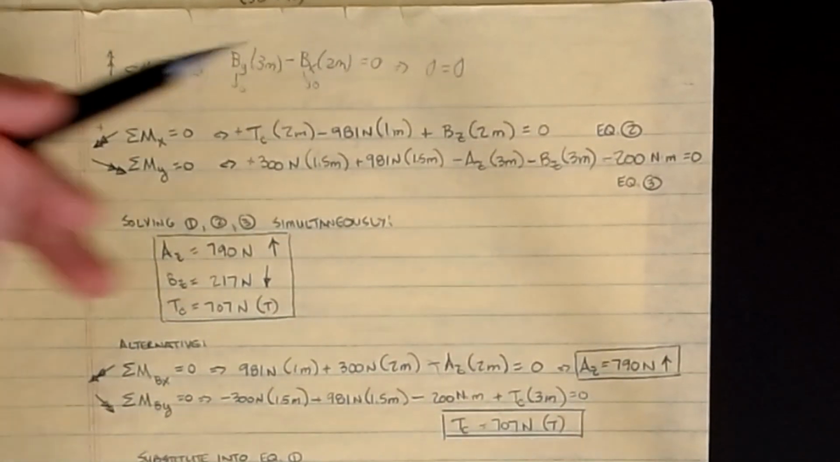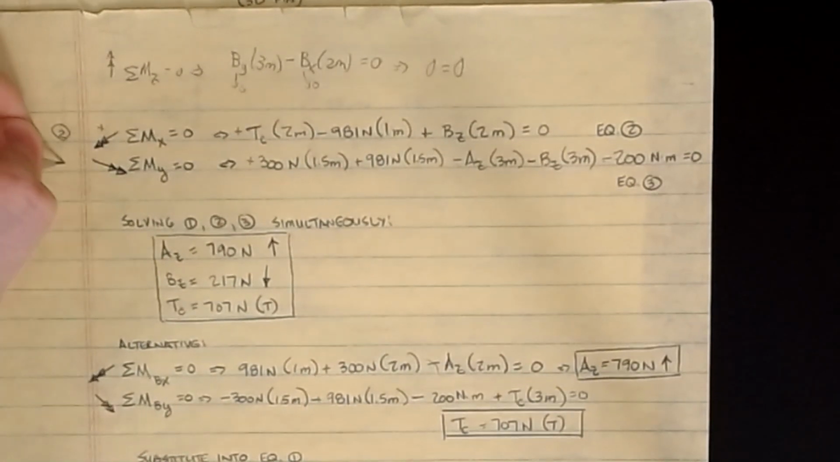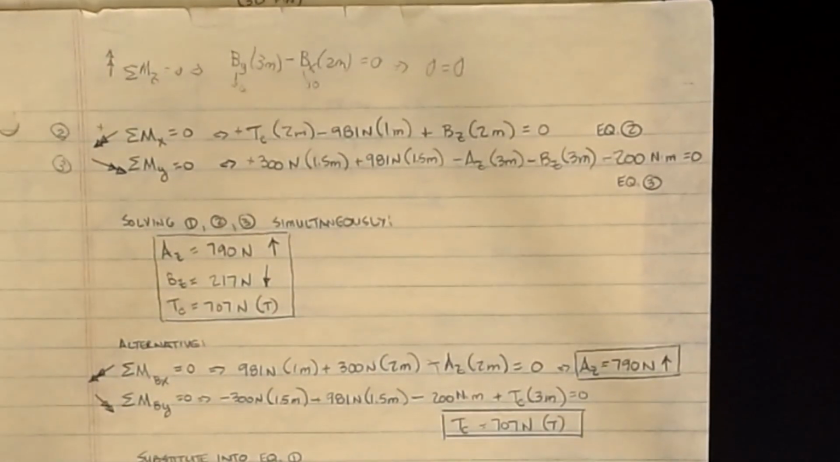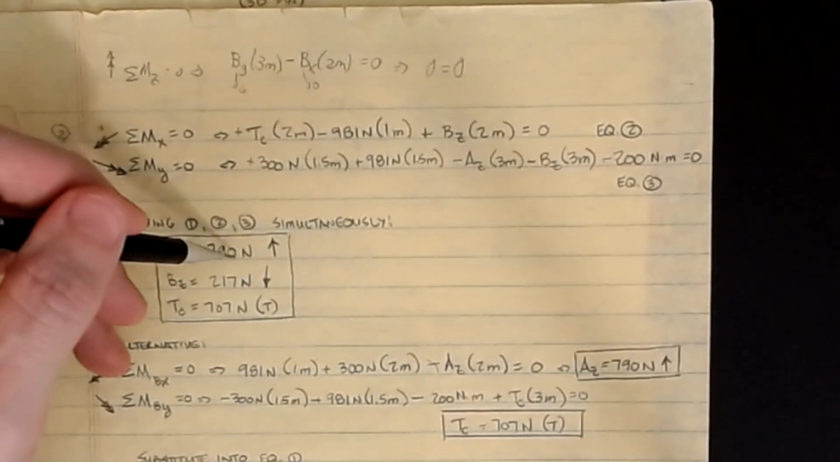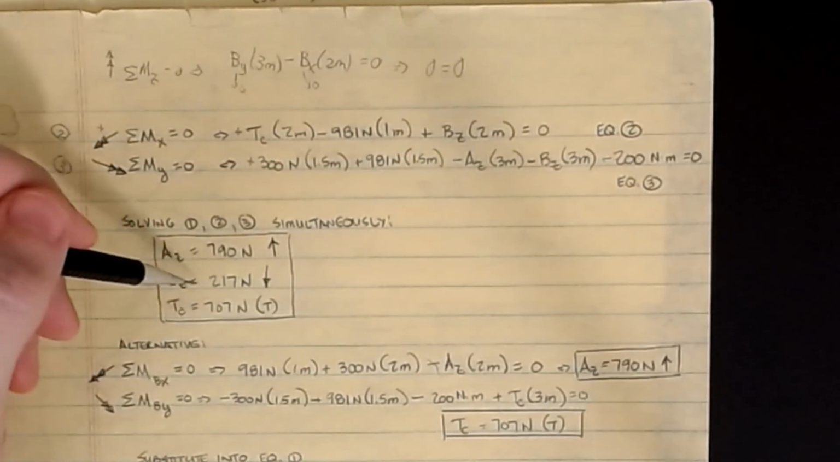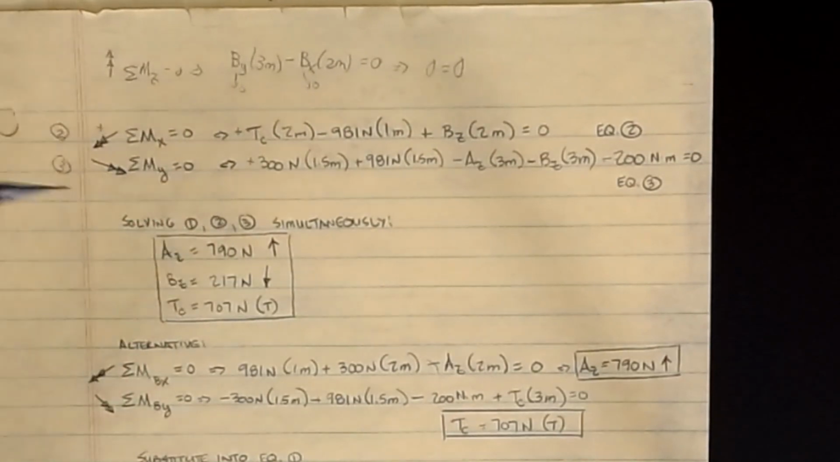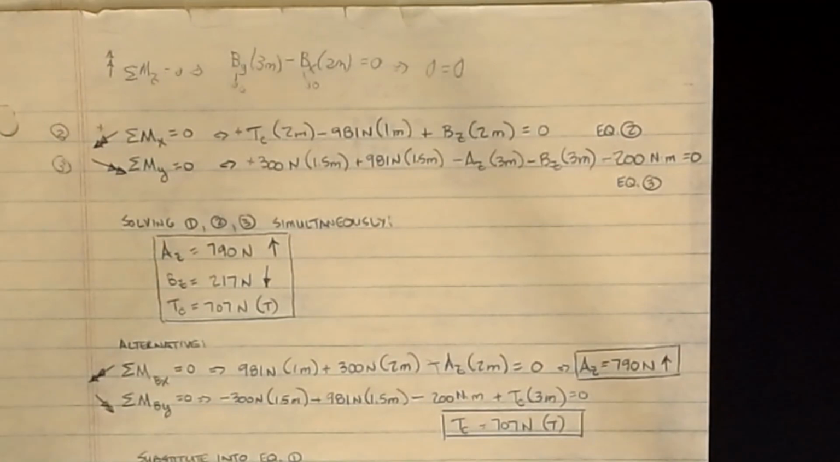All right, so all we're going to do then is take what we called these two equations, we call this one 2 and this one 3, and then we had equation 1 back on the first page. If I solve all of this simultaneously doing algebra, you would find that AZ is 790 newtons positive. BZ is 217 newtons, and it would be negative, so it's acting down. And TC is 707 newtons tension.